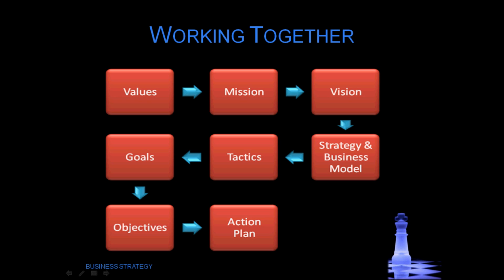This is how the items work together. The values basically drive the mission statement, which drives the vision statement. These three together drive the strategy and the business model, which work hand in hand. Then we determine the tactics, the goals, the objectives, and we develop an action plan.